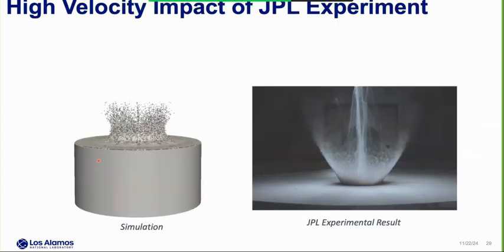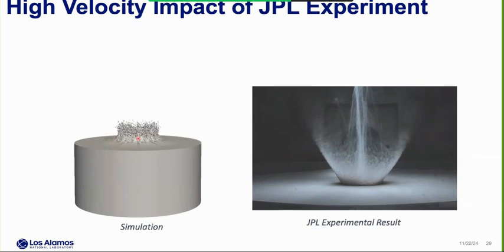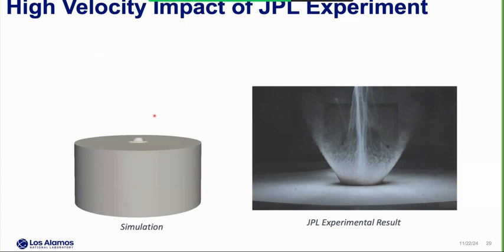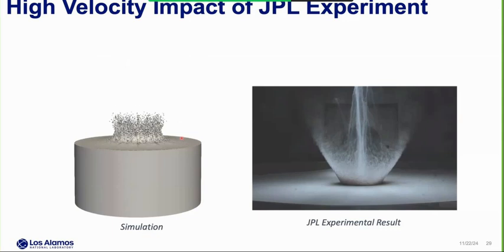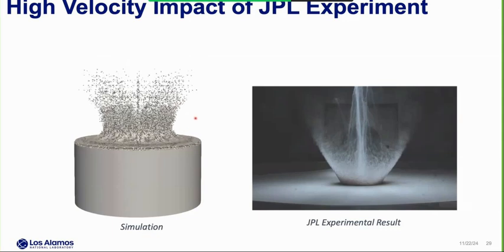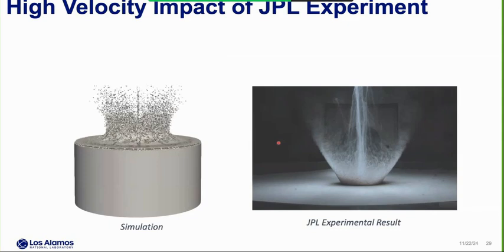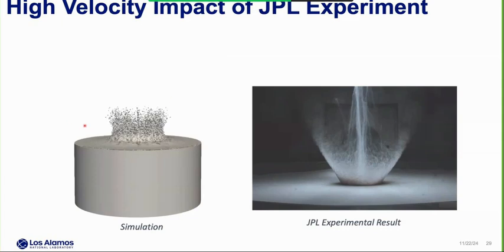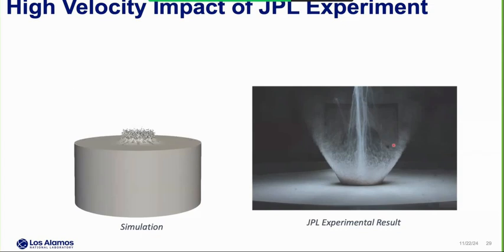So this is the simulation of high velocity impact. In this case, we simulate a sandbox which is subject to the impact of a spherical object, and this animation shows how the ejecta was formed during the high velocity impact process. The right picture shows the shape of the ejecta from the JPL experiment results. And we can see that the shape of the ejecta from our simulation results is very similar to that seen in the experimental results.